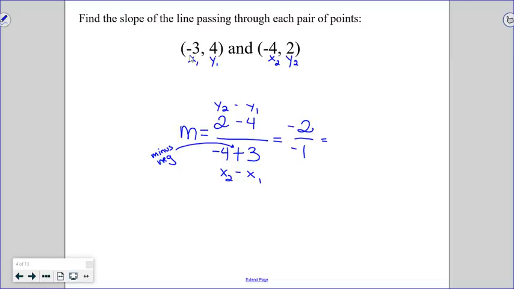Always simplify every fraction. A negative over a negative is a positive. Technically, it would be fine to make it 2 over 1. I would simplify down to just positive 2, though.